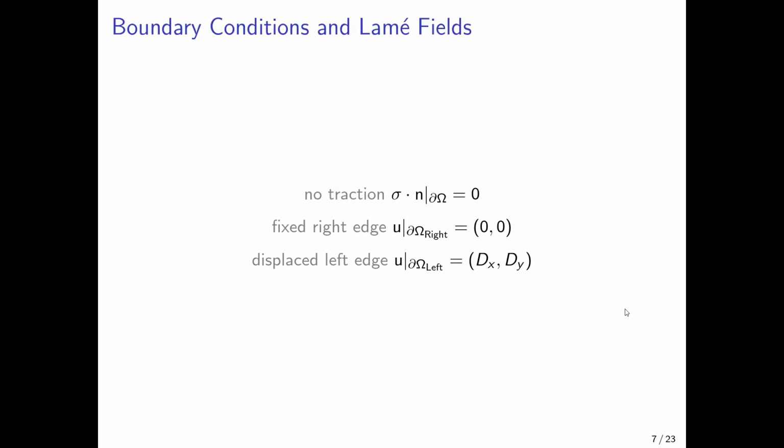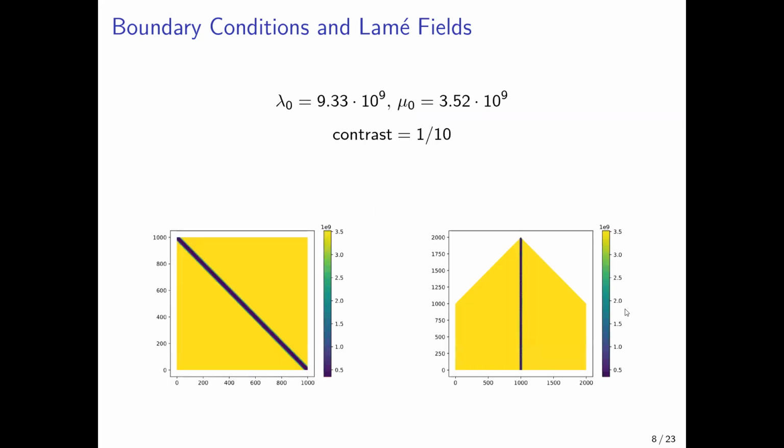And to begin, we want to use fairly simple boundary conditions. In this case, we want to use a no traction boundary condition, that is no stresses in the normal direction along the boundary. And in these idealized flows, we want to fix the right side and then displace the left edge to simulate compression and shearing. So dx here will simulate compression and dy here will simulate shearing.